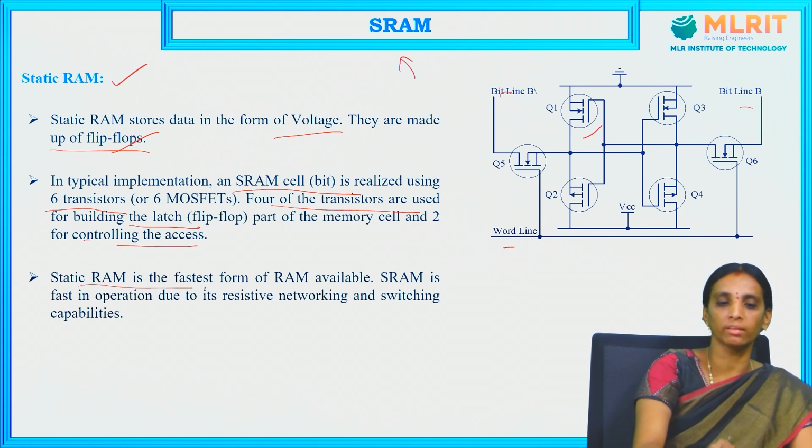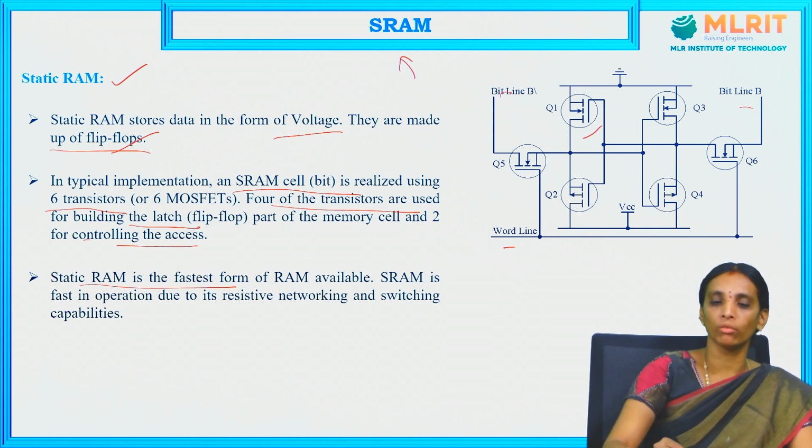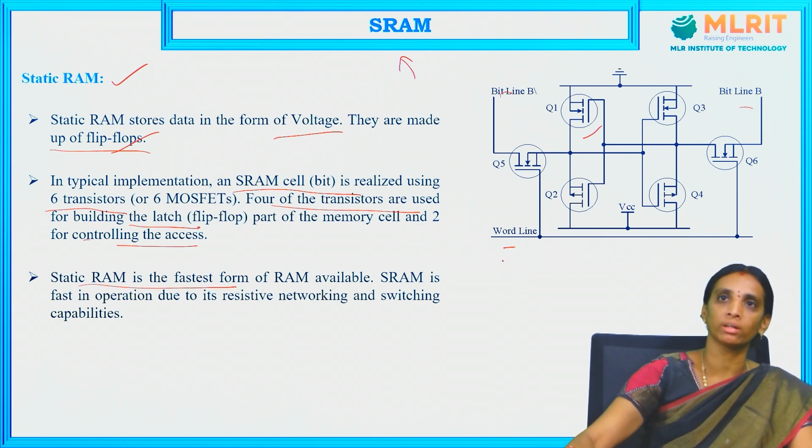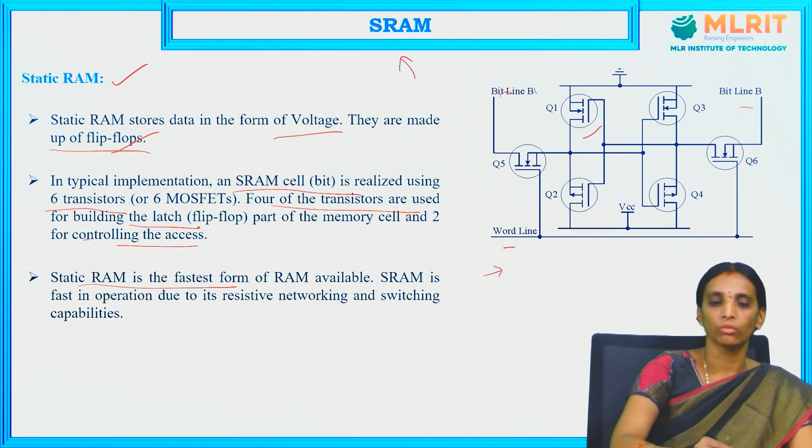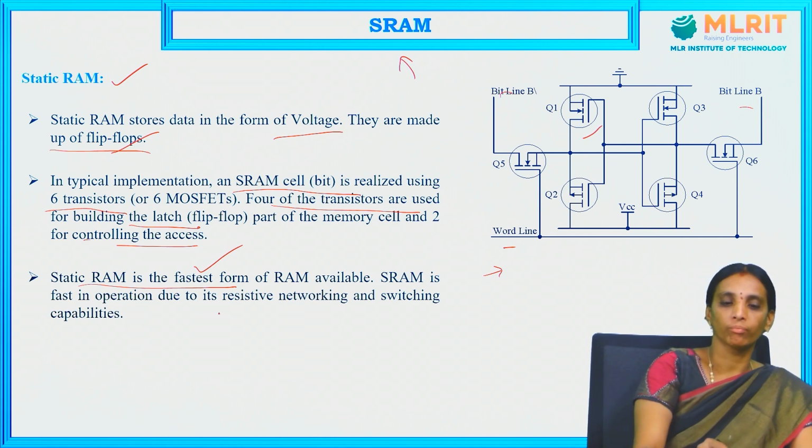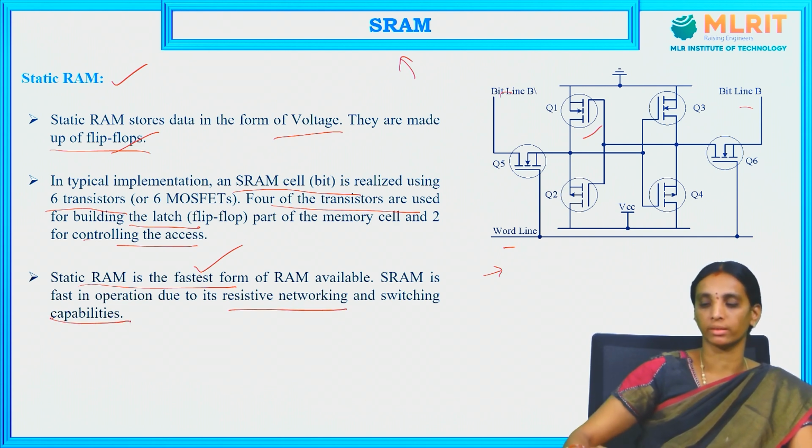It is the fastest RAM because it uses only transistors and resistors in this circuit. We know that a transistor operates very fast and can be used for on and off purposes. It is used to store the data, and whenever the power is on, it simply stores the data we give at the input. It is the fastest memory of the RAM, and its resistive networking and switching capabilities make it faster.